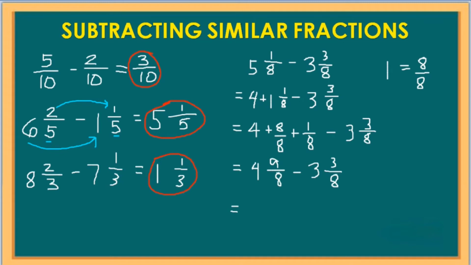We already can subtract 3 from 9. So 4 minus 3 is 1. 9 minus 3 is 6. Then copy 8. We can see that 6/8 is not yet in lowest terms. So we have the GCF, which is 2. So 1 and 3/4, because 6 divided by 2 is 3, 8 divided by 2 is 4.